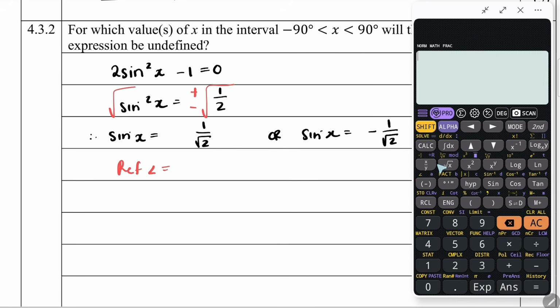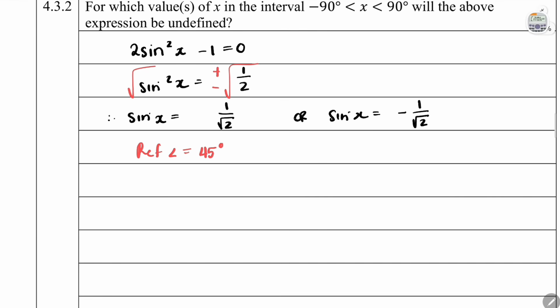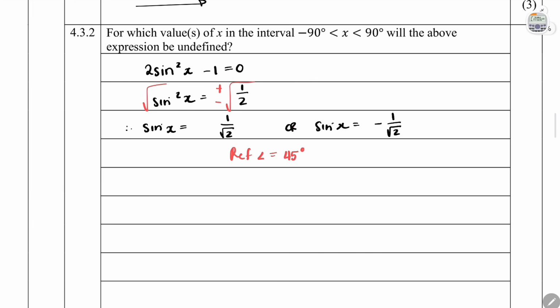So what will that give us? We say shift sine and 1 over root 2, we get 45 degrees. Okay, so we know that the reference angle for both cases, we can just call it 45 degrees. Now because we got a reference angle like 45 degrees, it's really not necessary to go through the whole procedure of solving for general solutions.